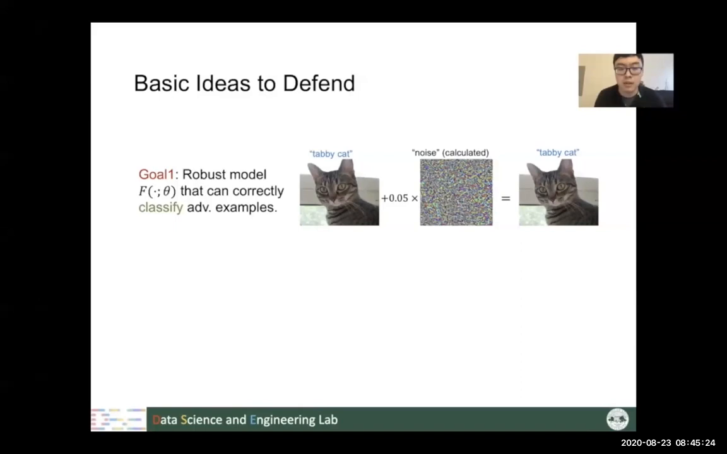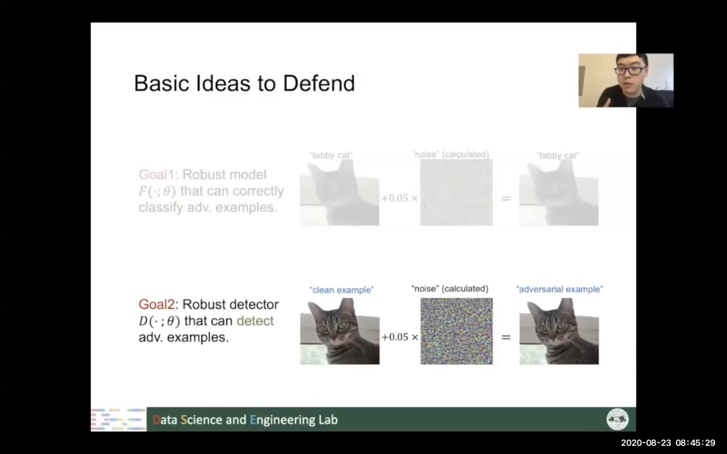And as an alternative way, maybe we can also try to build such a detector which can distinguish between adversarial examples and the clean examples. So by building this detector, the model can reject to make predictions for those images which are highly likely to be adversarial. Actually, you can try either way of these two and make your model safer. However, neither of these two goals is very easy to achieve.